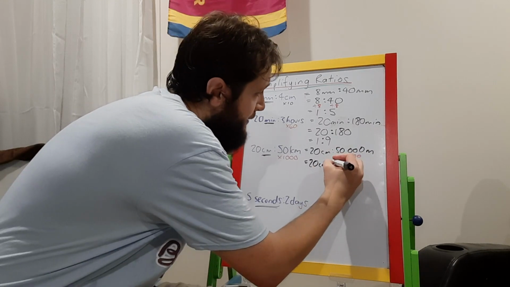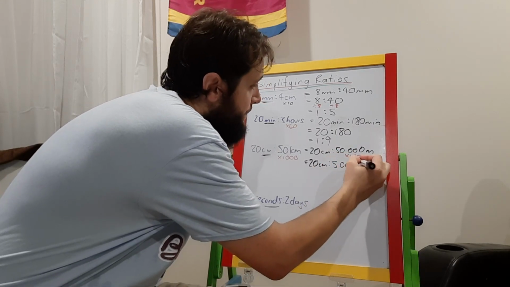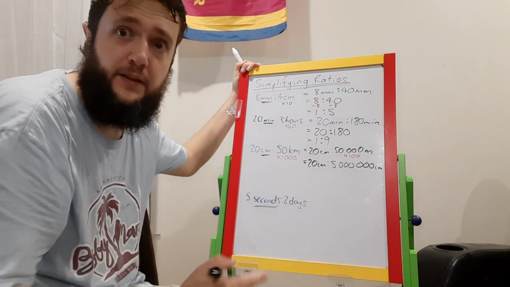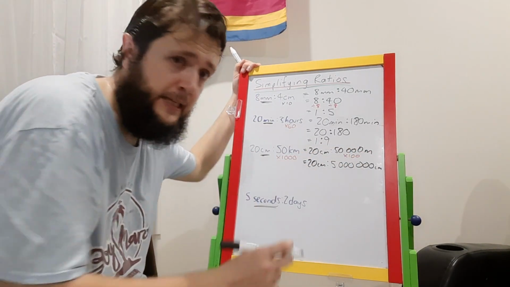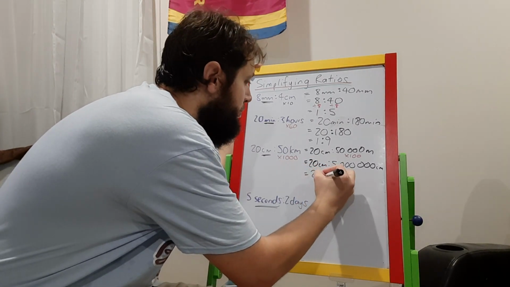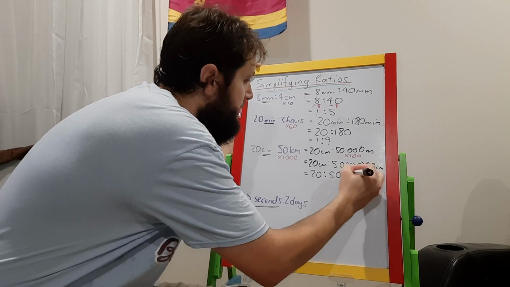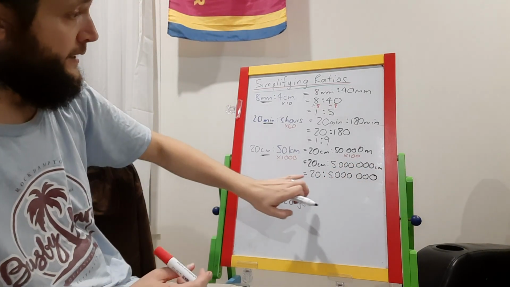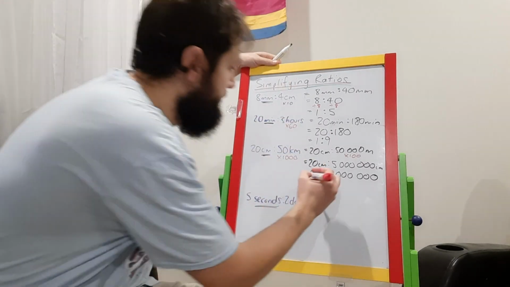So what's that going to give us? 5 million. There are 4 zeros there. There's 6 zeros there. That's definitely right. And that means I don't need the units anymore. The highest common factor there is definitely going to be 20. That's definitely going to be able to be divided by 20.